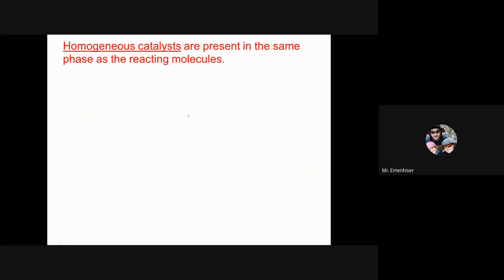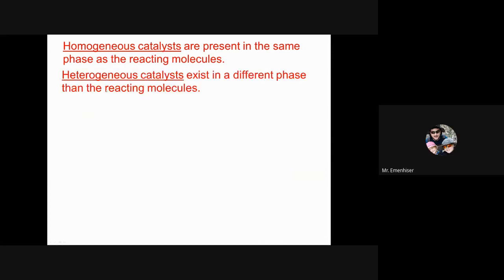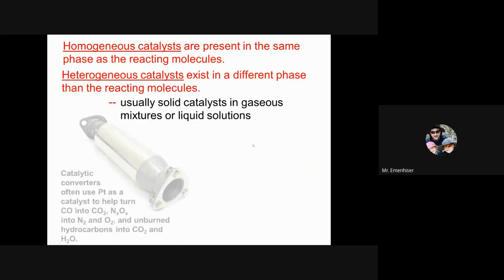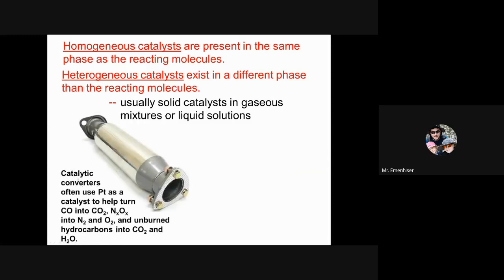And then there's something called a homogeneous catalyst, which is present in the same phase as the reacting molecules. So if it's an aqueous reactant, then the catalyst will be aqueous. And then we have a heterogeneous catalyst, which means it's a different phase. So maybe it's a gas or a solid, and our reactants will be aqueous or something. Usually a solid catalyst. And then this explains how catalytic converters work.